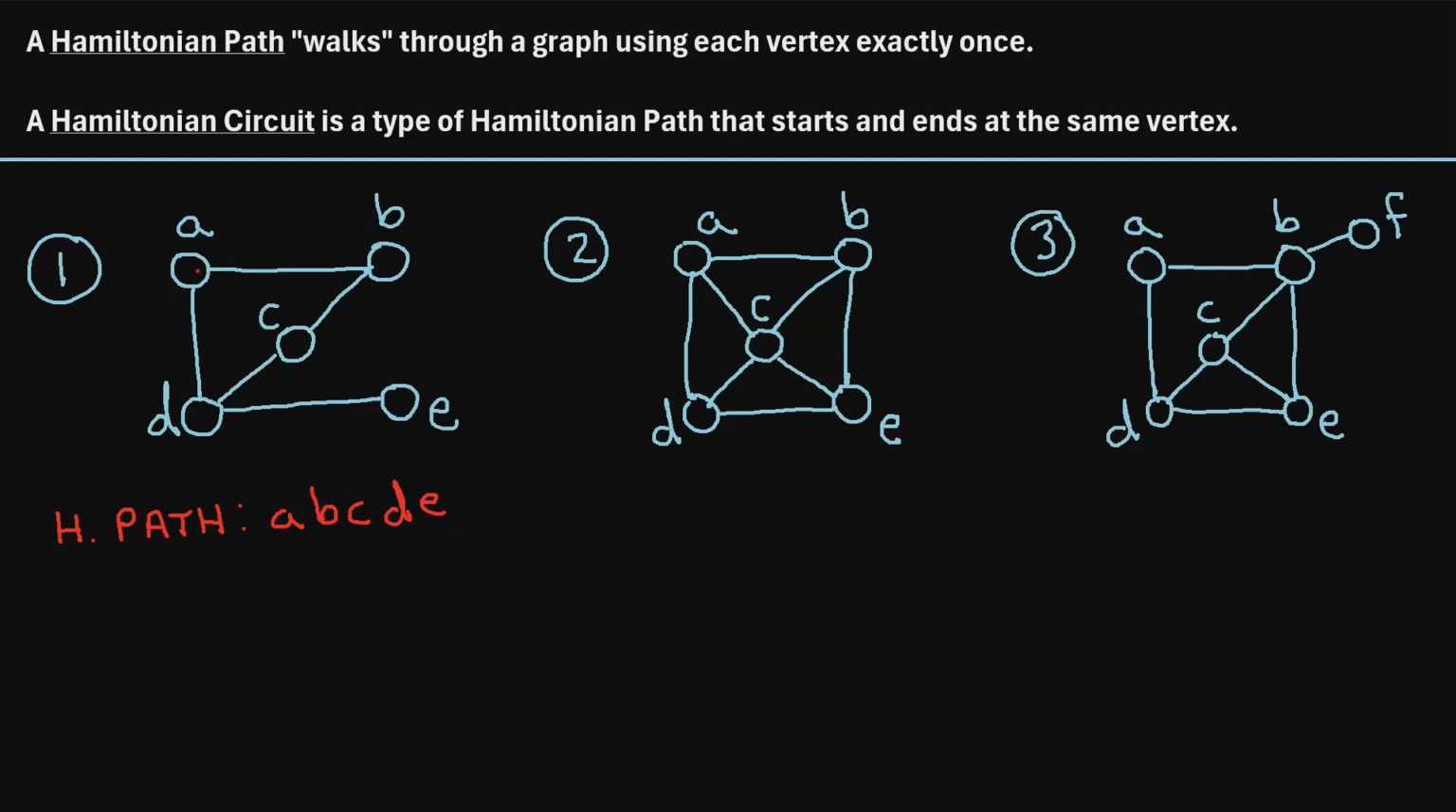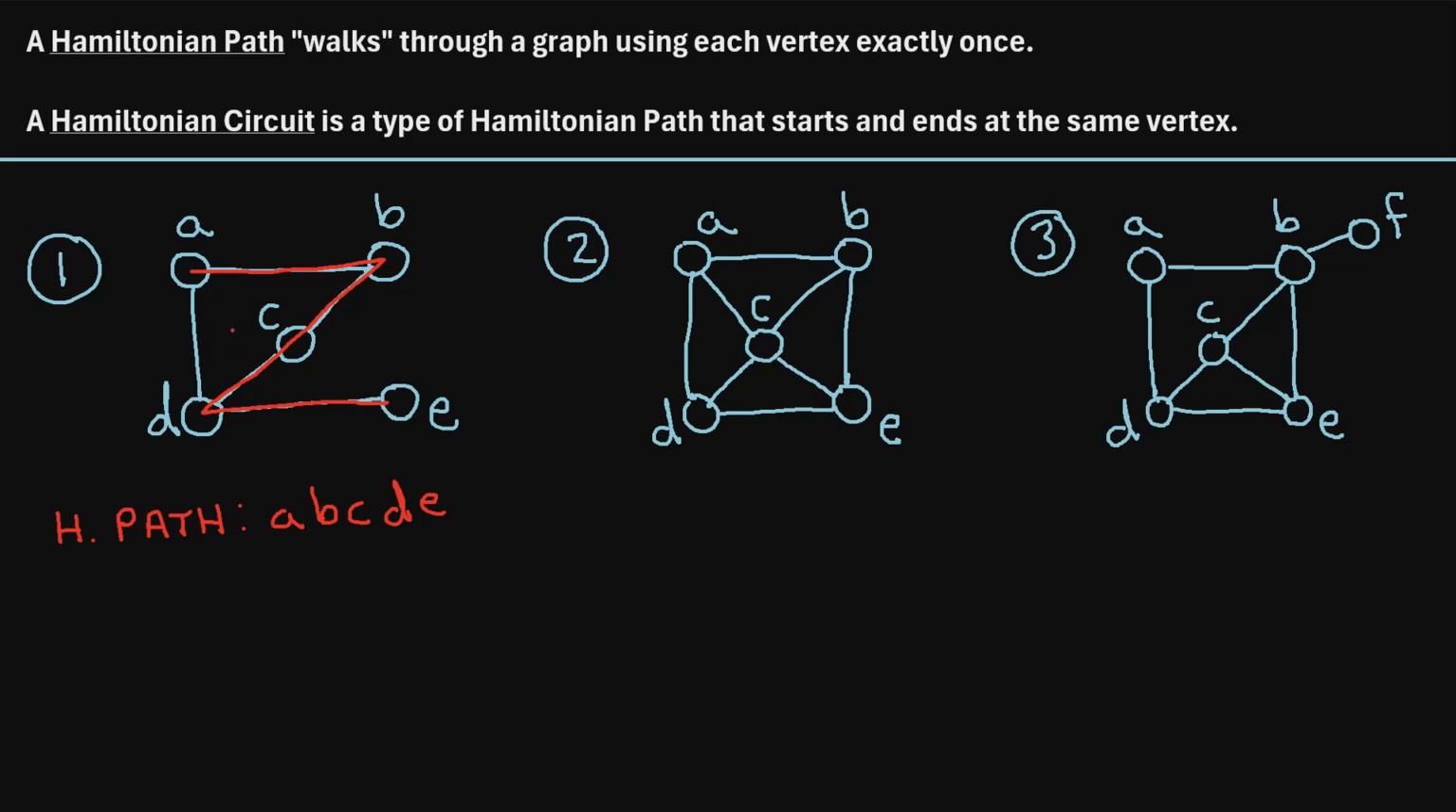So one thing that we'll notice about this Hamiltonian path that we just made is that we didn't visit every edge in the graph. So for example, this edge right here did not get used, and that's okay because a Hamiltonian path only cares about visiting each vertex in the graph one time. So that's in contrast to an Euler path, which I have another video about. But an Euler path is where you walk through the graph and you use each edge exactly once. So a Hamiltonian path doesn't care about edges, it only cares about vertices.